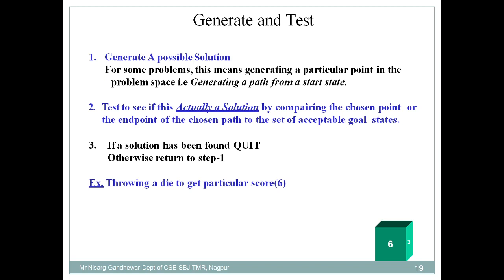So in step 1 we are generating one possible solution, or in short we can say that we are just generating an intermediate state. Then in step number 2 we are testing whatever intermediate state we have created, to see if this is actually a solution. How do you come to know that? Just by comparing the chosen point or end point of the chosen path to the set of acceptable goal states.